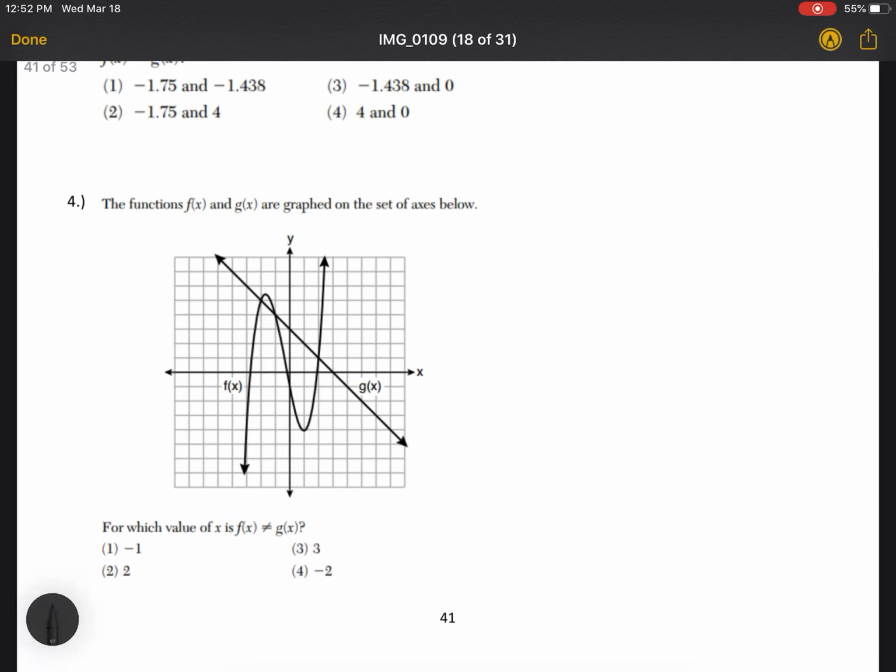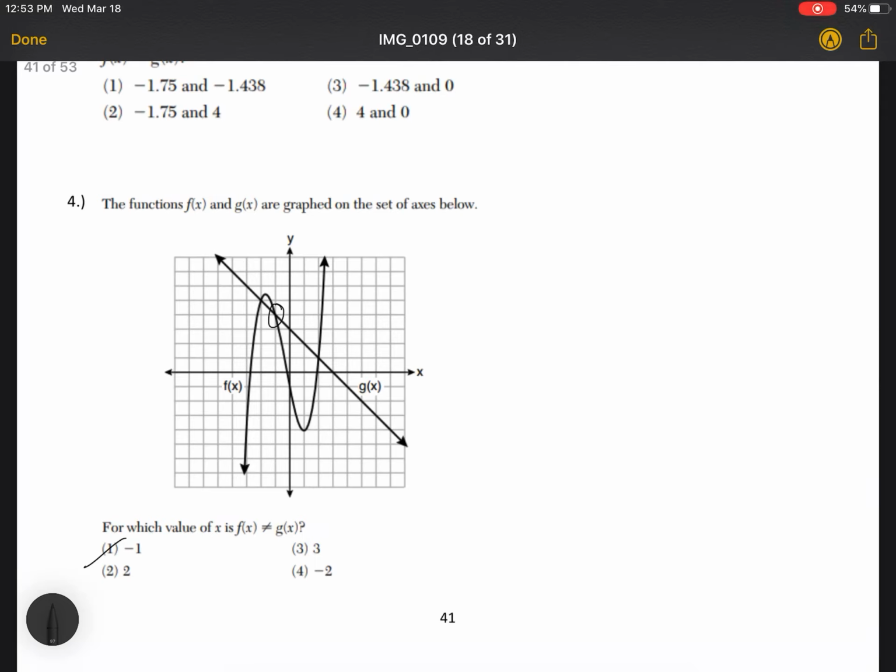All right, number 4, we have two functions, f of x and g of x, graphed on the axis. For which value of x is f of x not equal to g of x? So these values that they're giving us in the choices are x values. So let's take a look. An x value of -1 means from the origin go to the left one. If you follow up to where your graphs are, you'll notice that that is an intersection point of these two functions. They want to know when are they not equal, so choice 1 is not correct.